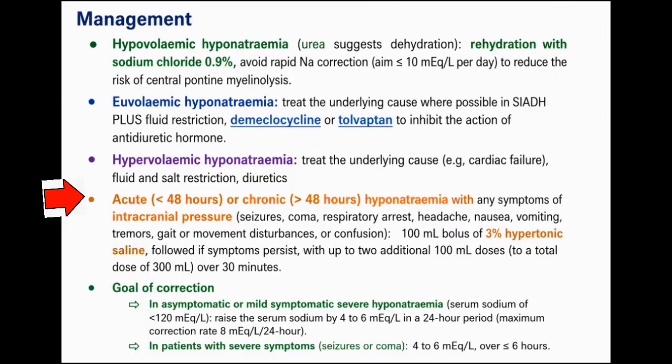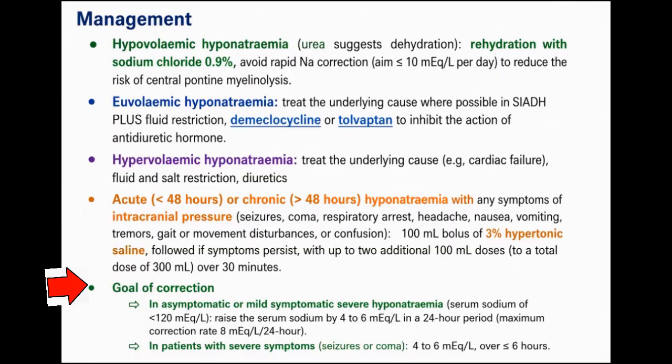Emergency treatment: 3% hypertonic saline. Give 100 ml bolus of 3% hypertonic saline. If symptoms persist, repeat up to 2 additional 100 ml boluses. Maximum 300 ml over approximately 30 minutes. The goal is not to normalize sodium immediately. The immediate goal is simply to reduce brain swelling and stop seizures.